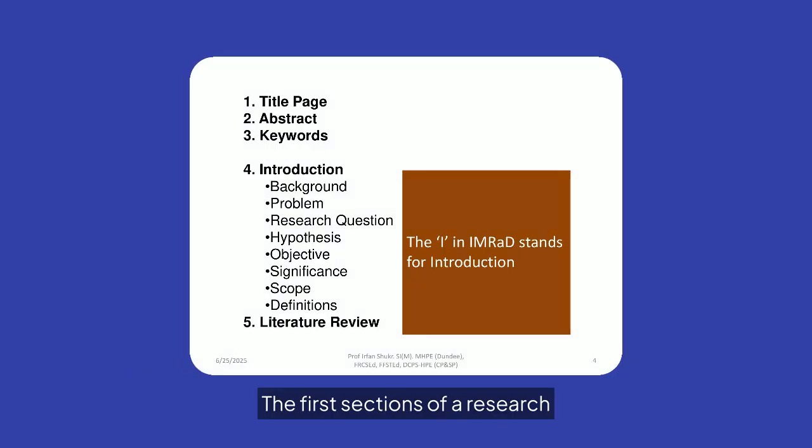The first sections of a research paper include the title page, abstract, and keywords. The introduction follows, covering background, problem, research question, hypothesis, objective, significance, scope, and definitions. After the introduction is the literature review. These elements set the stage for your research.